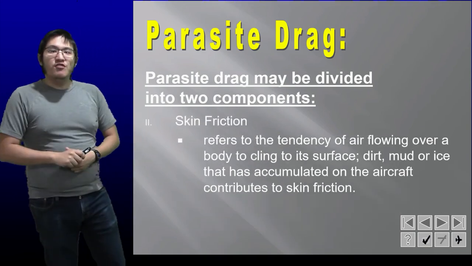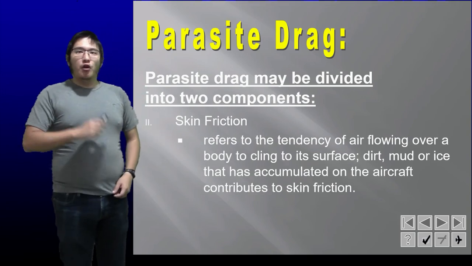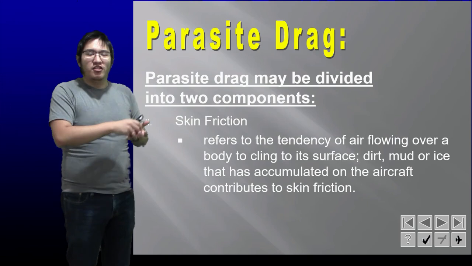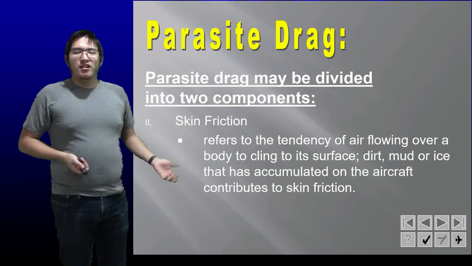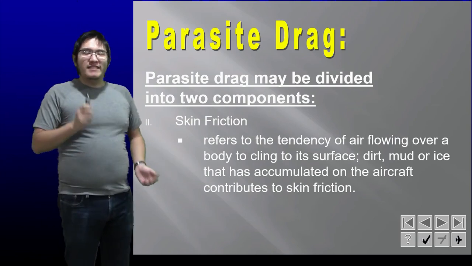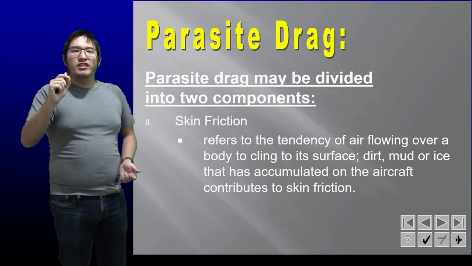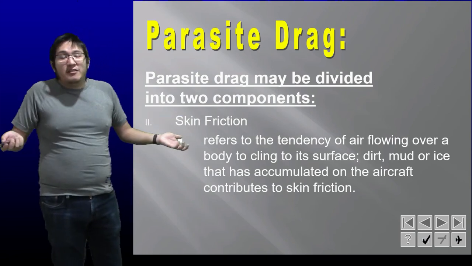And next we have skin friction. Skin friction refers to the tendency of air flowing over a body to cling to its surface. Aircraft accumulate a bunch of dirt, mud, ice, and bugs all over their wings, and those can create a little bit more friction, to the point that the air kind of sticks to it a little bit, creating some drag.